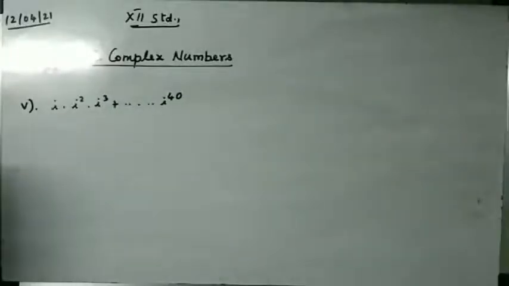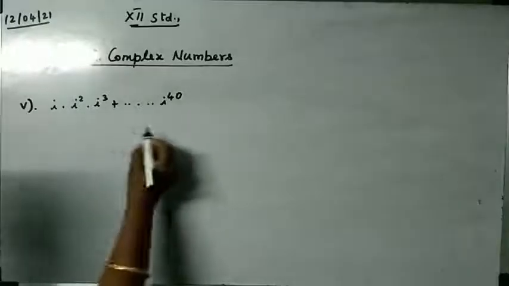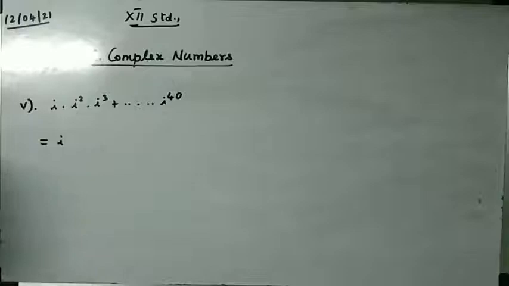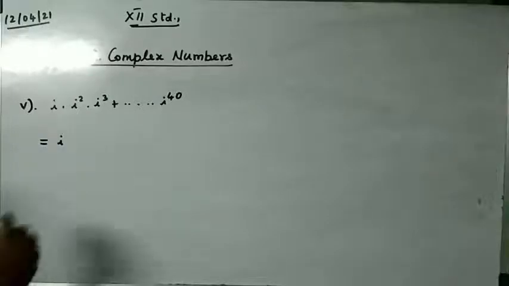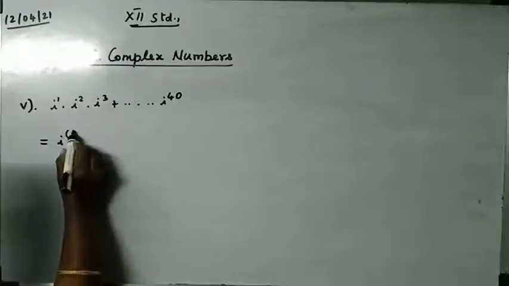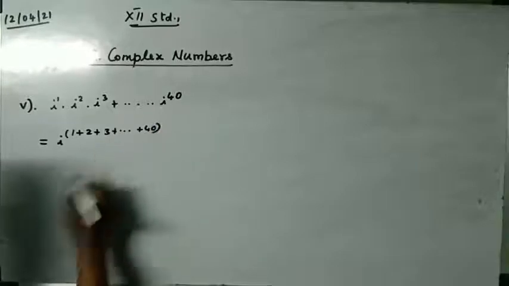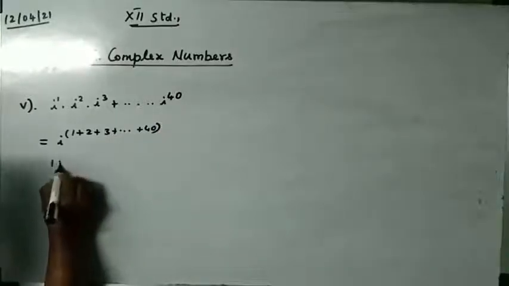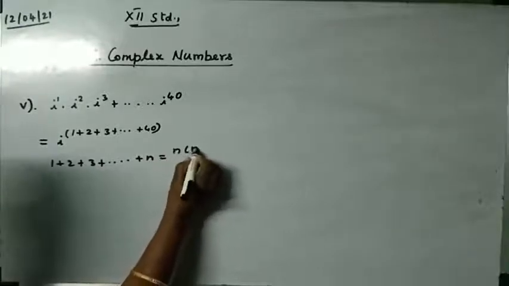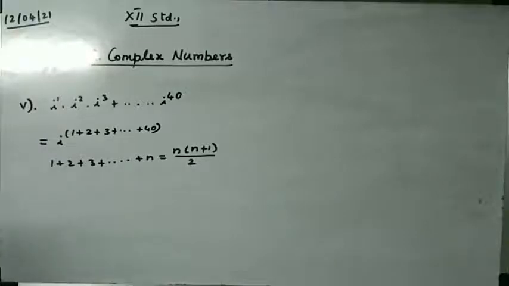இப்போ மல்டிப்ளிகேஷன்ல இருக்கு, i power 40 வரைக்கும் இதை வந்து ஃபைண்ட் அவுட் பண்ண சொல்றாங்க. ஸோ திஸ் கேன் பி ரிட்டன் அஸ், இதை வந்து எப்படி எழுதலாம்னா i பவர் எல்லாமே மல்டிப்ளிகேஷன்ல இருக்கும்போது பவரை அடிஷன்ல எழுதலாம். ஸோ ஹியர் i பவர் 1, ஸோ த பவர் எல்லாம் என்ன செய்யலாம்? அடிஷன்ல எழுதலாம். 1 plus 2 plus 3 up to plus 40. Now you know the formula. 1 plus 2 plus 3 up to plus n is equal to n into n plus 1 divided by 2. This formula already you have learnt in 10th standard.